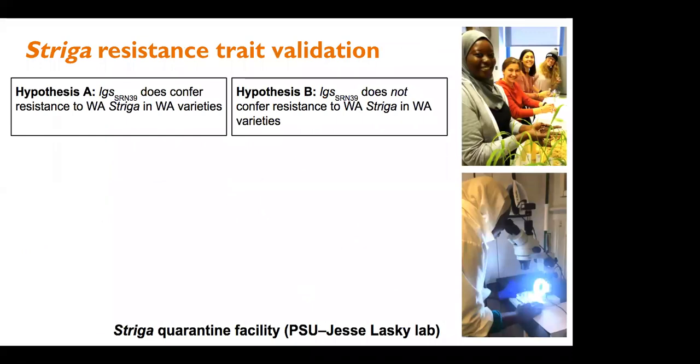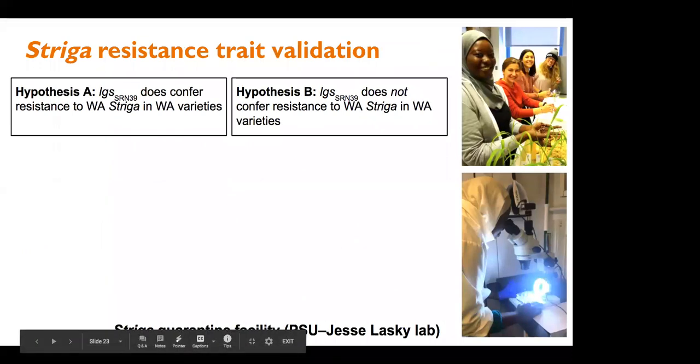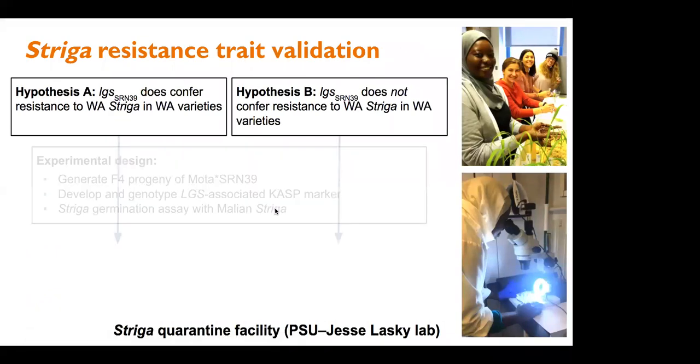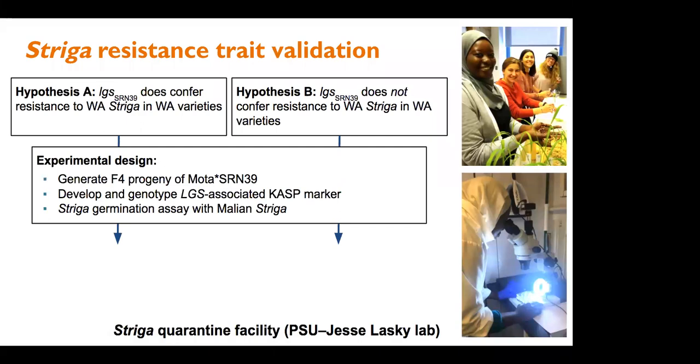And then the last science update is on Fauna's work on trait validation for Striga resistance. This is an example of this really rigorous hypothesis testing that we're doing now. Fauna and Jacques have been working really hard on that, and we're working with the rest of the folks in West Africa on that as well. So she sets up these competing hypotheses right from the beginning. LGS1, the low germination stimulant gene that Gabiza discovered, does confer resistance to West African Striga and West African varieties, or it doesn't, right?